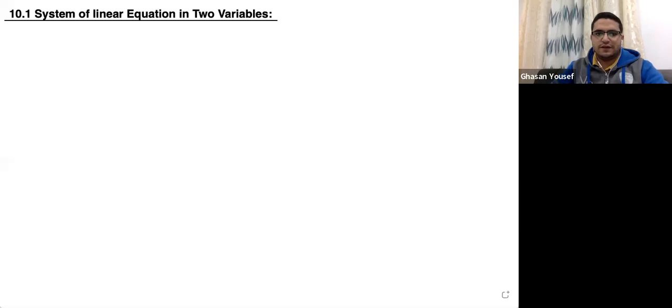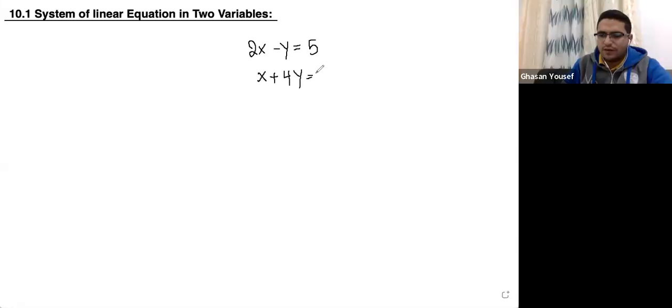10.1 System of linear equations in two variables. First of all, the meaning of a system: if I have two equations, 2x minus y equals 5, this is my first equation, and my second equation is x plus 4y equals 7. A system means we have two equations.